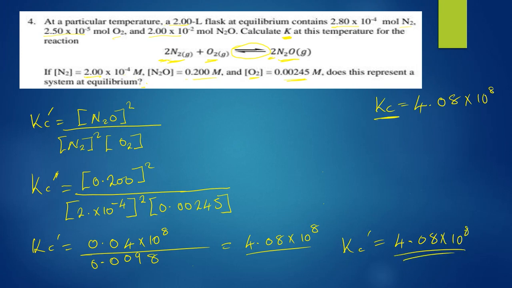So the second one we have found and the first one, they are the same. So this Kc prime is equal to the Kc we found at first. They are equal. So this simply shows that the system is at equilibrium, because the Kc prime we found on the second part and the Kc on the first part are equal. So that's how you go about this, and I'm sure it's clear.